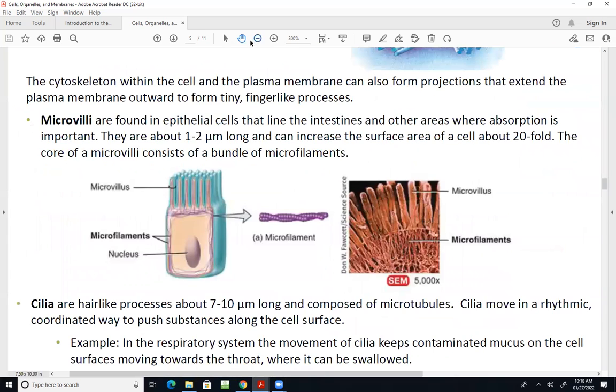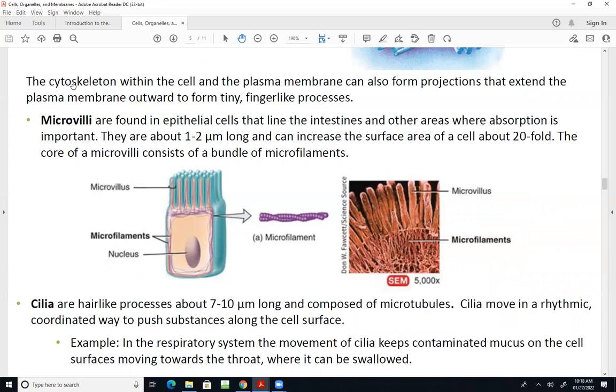Now, along with the cytoskeleton and the plasma membrane, our cells can have some pretty unique external features, extending the plasma membrane outward, forming tiny finger-like processes. In other words, cells don't always have just a nice round circular shape or a nice square rectangular shape.